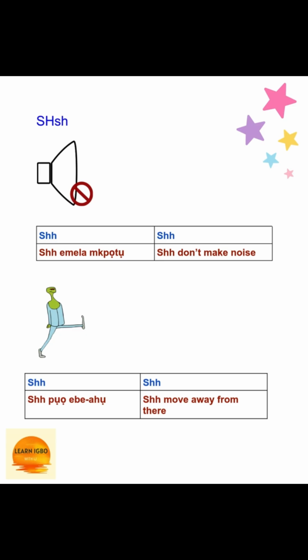Used in a word or phrase. When you see children making noise, you can say something like shh, emenam boto. That means don't make noise. And the second use here is shh, por ebe ahụ. That means move away from there.